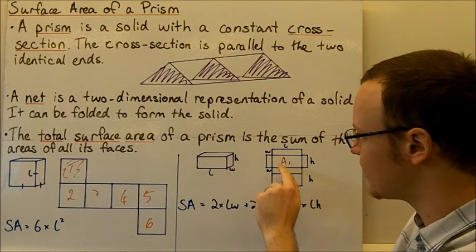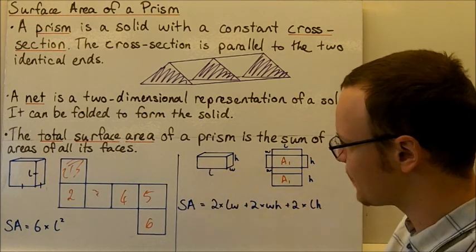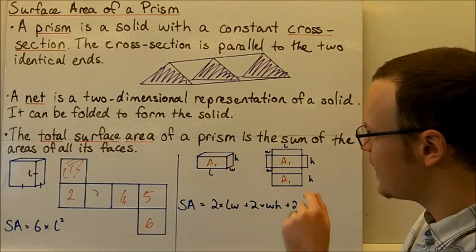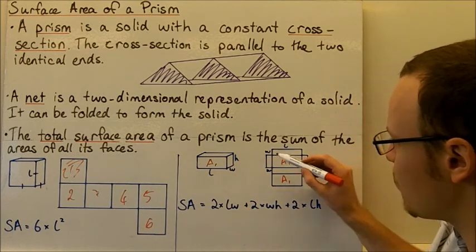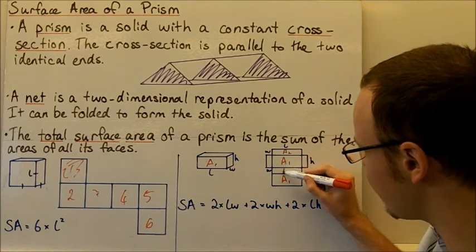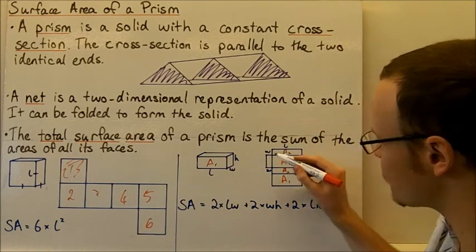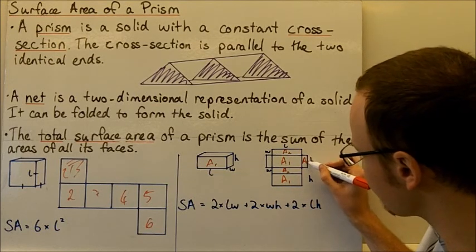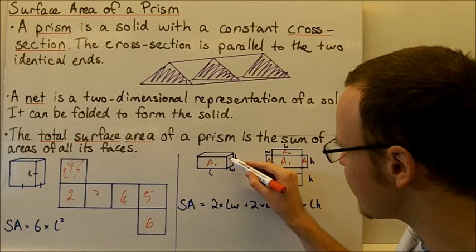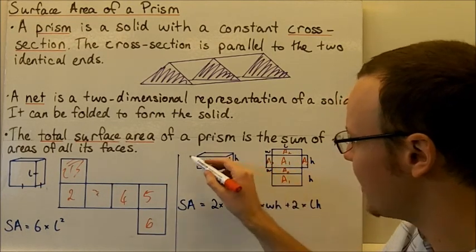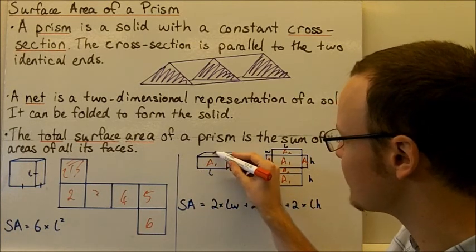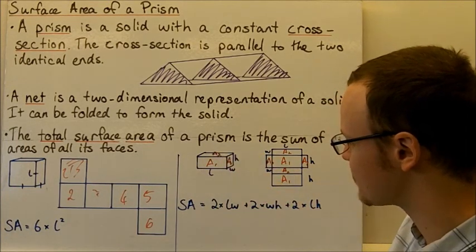Height and length, that's going to be the front and back, A1. Here we've got width and length, so that's going to be top and bottom, and these two are going to be the same. And we've got width and height here, A3, the third area, and they're going to be the same. So this is A3 here, the sides. The left and right hand sides are going to be the same. The top and the bottom, A2, are going to be the same as well.